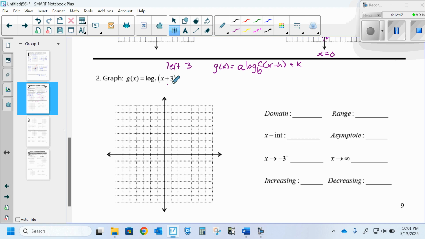So when you see this, you need to know that left 3 is your vertical asymptote. And that is the first thing that we should always graph. You know how we did exponential functions? I said always graph your k first. Here you're going to graph your h first, and it's always the opposite. So 1, 0, b, 1, and this goes left 3. There are no other transformations here. We're going to subtract 3 from the x values. So your two new points are going to be negative 2, 0 and 2, 1.